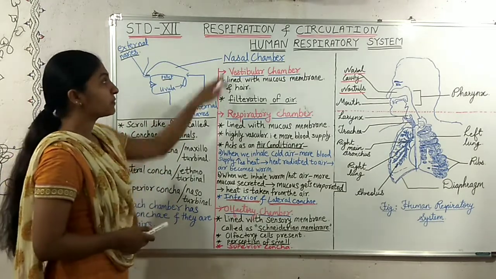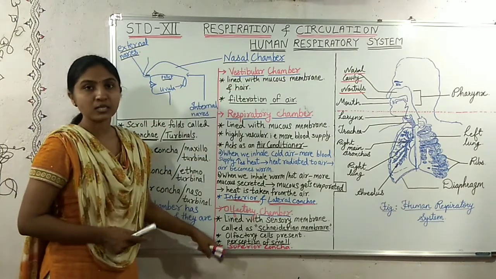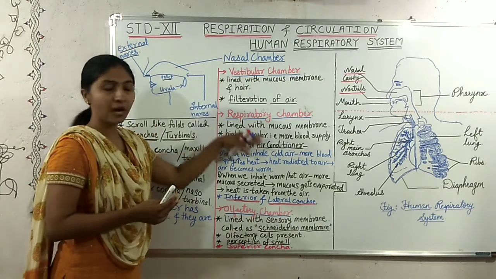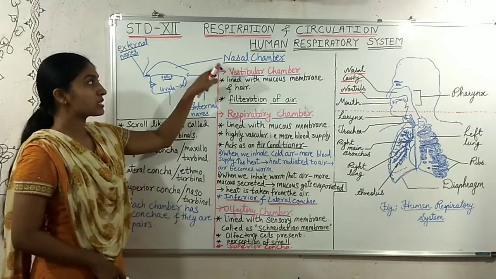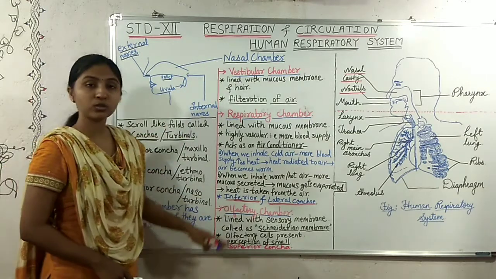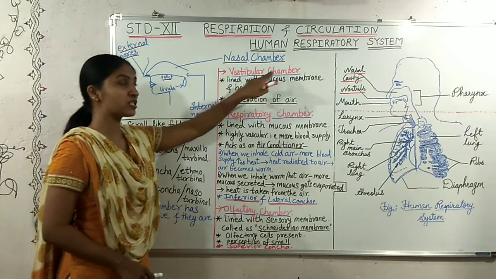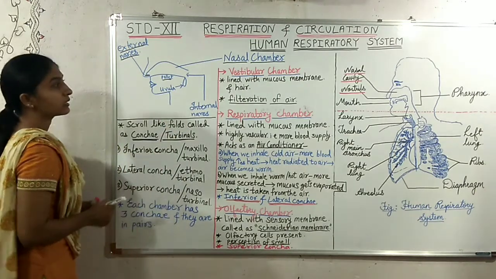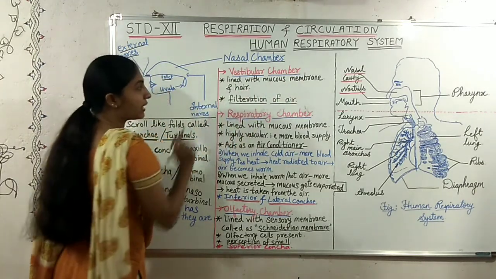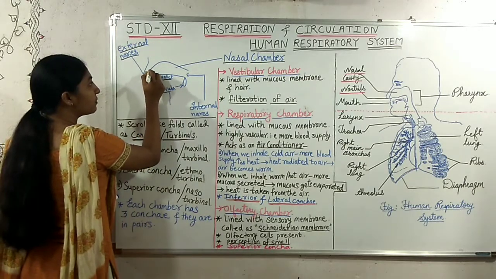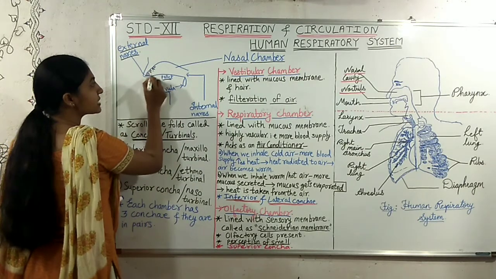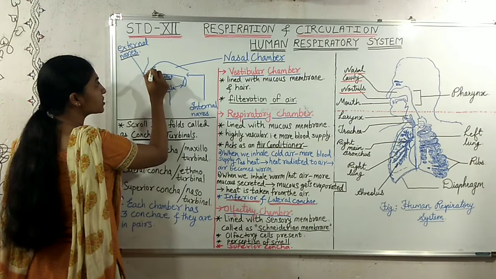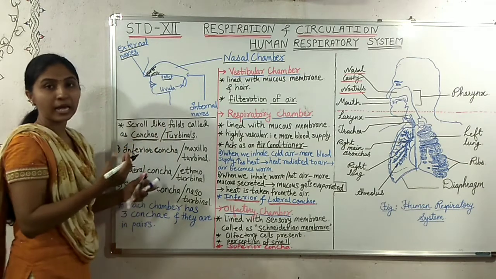This nasal chamber is divided into three parts. Now, there is no such differentiation inside the nasal chamber, but we know which part is situated where. First part, that is the vestibular chamber. This vestibular chamber is lined with mucous membrane and hair. The anterior part of this nasal chamber is the vestibular chamber. The surface of this vestibular chamber is lined with mucous membrane and hair.